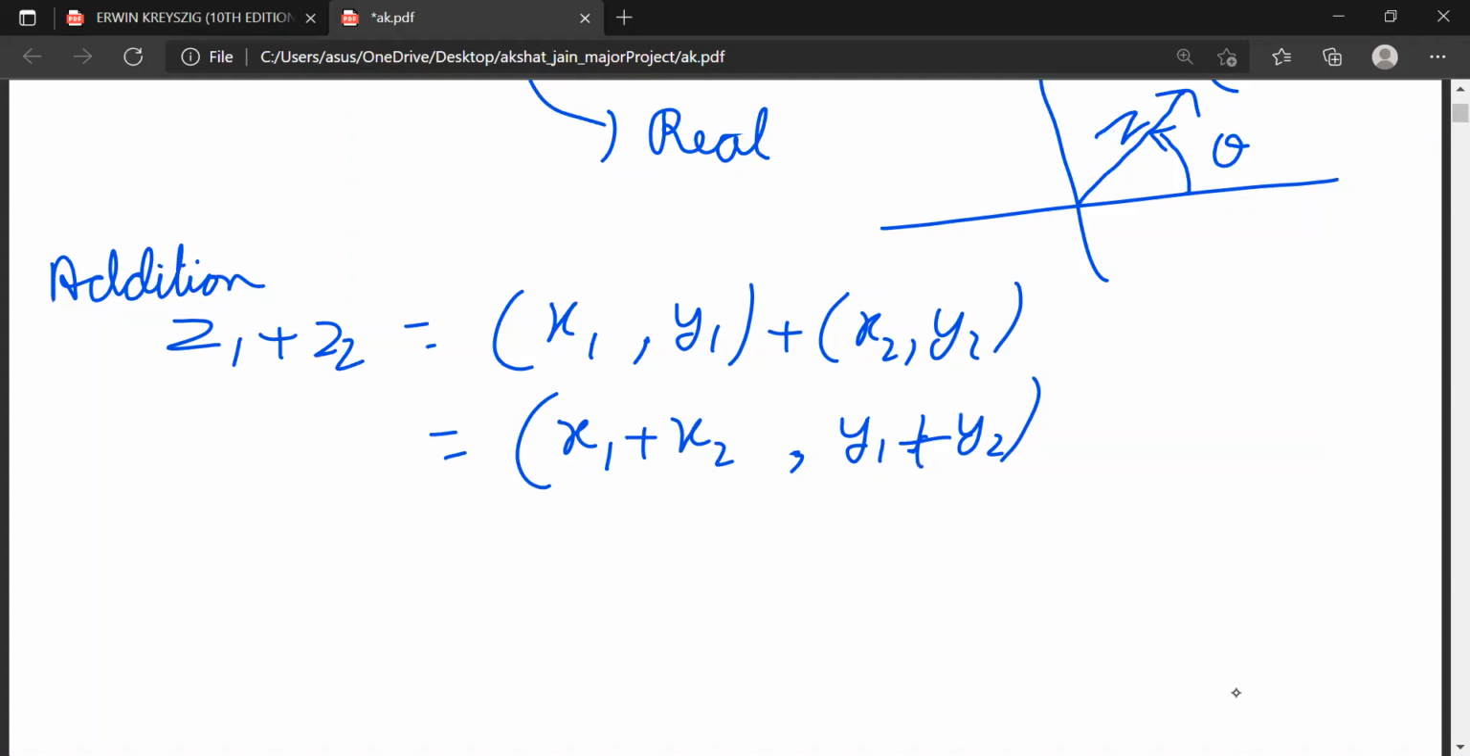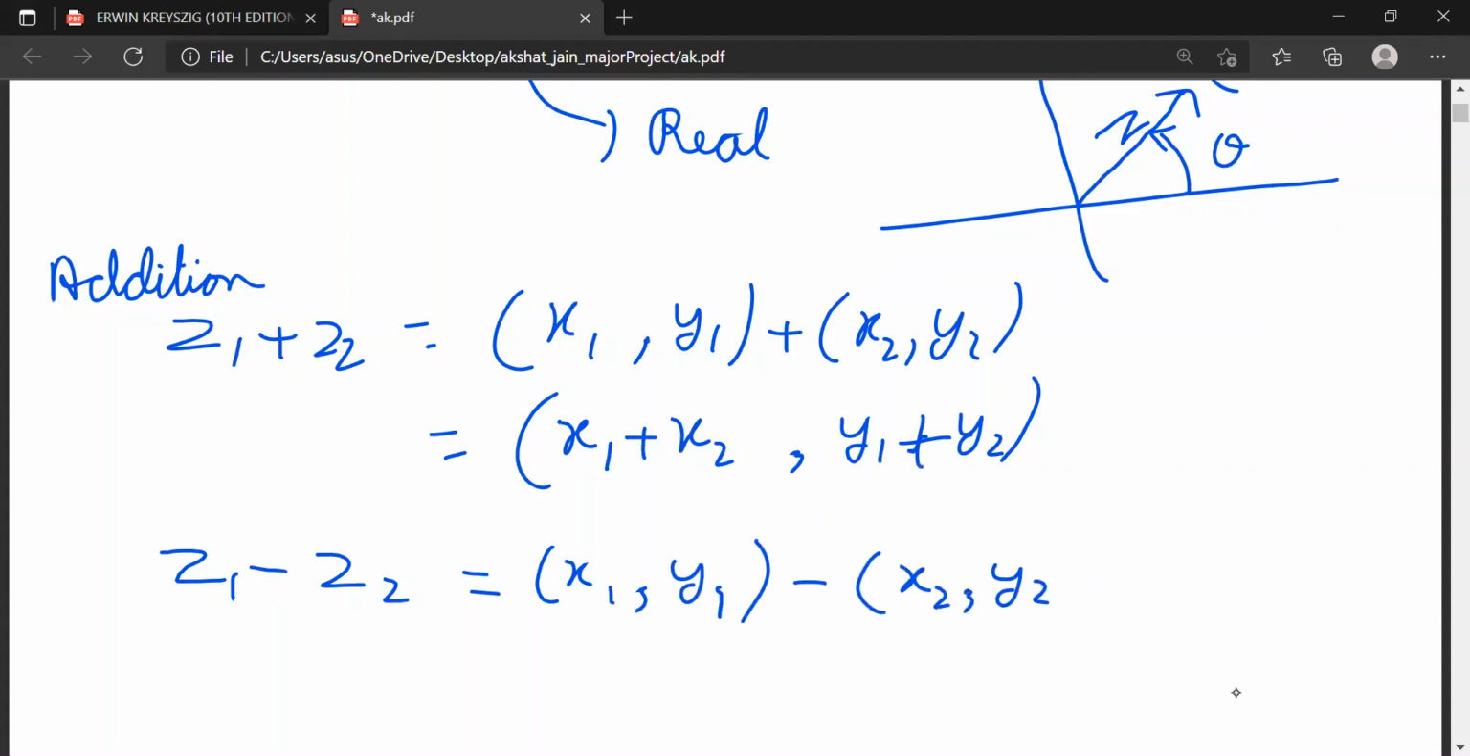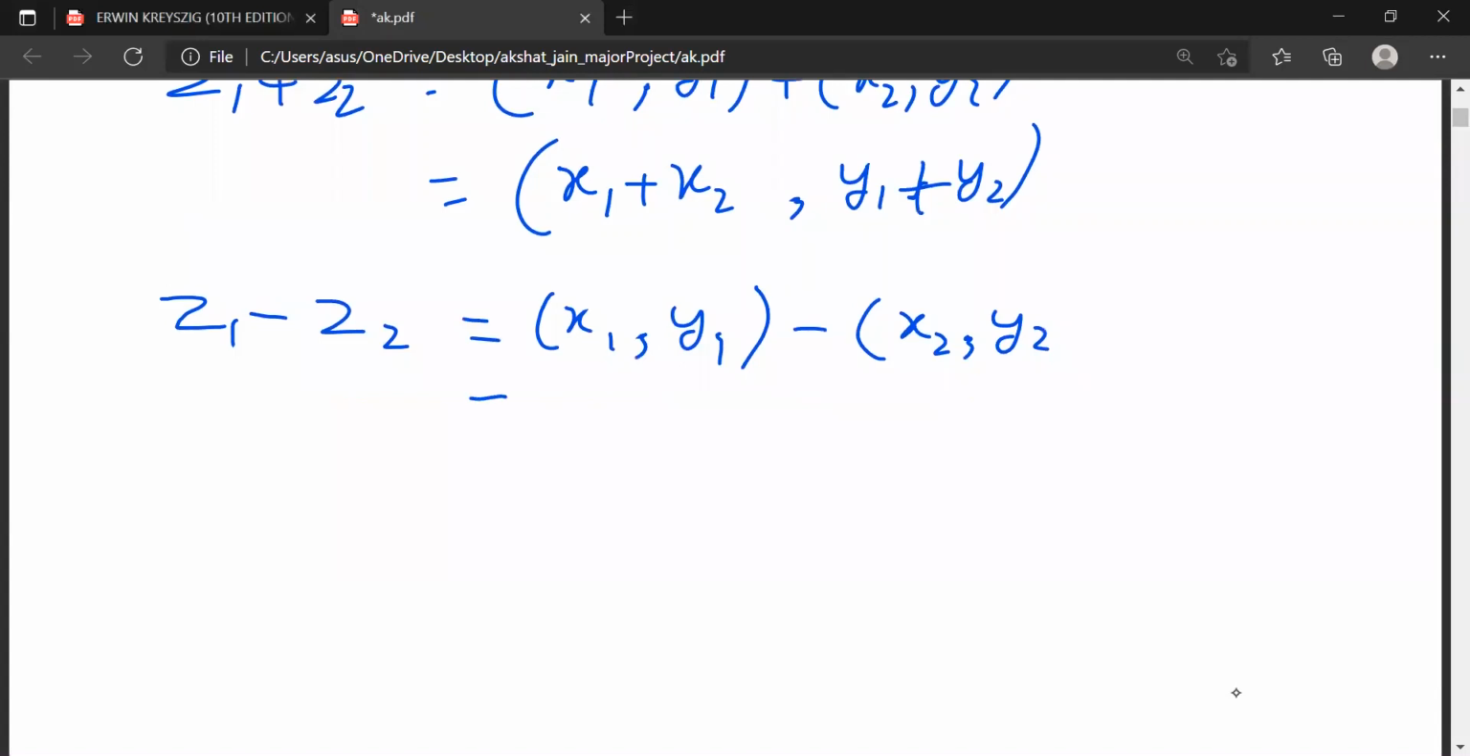Similarly, in subtraction, we can write z1 minus z2 equals x1 comma y1 minus x2 comma y2. This is equal to x1 minus x2 comma y1 minus y2. This is subtraction.